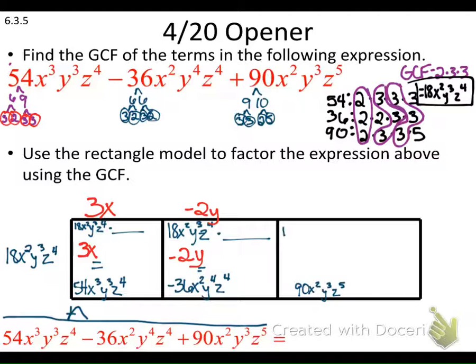All right, and our last one, so we have 18x squared y cubed z to the 4th times blank equals 90. 18 times what is 90? 5. 5z. Very good. So I have 2 x's, I need 2 x's, so I don't need an x in my width. I have 3 y's, I need 3 y's, so I don't need a y in my width. I have 4 z's. I need 5. I need 1 more z in my width to get to that 5 for the area. Very good.